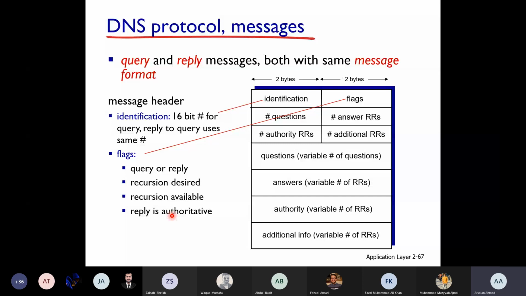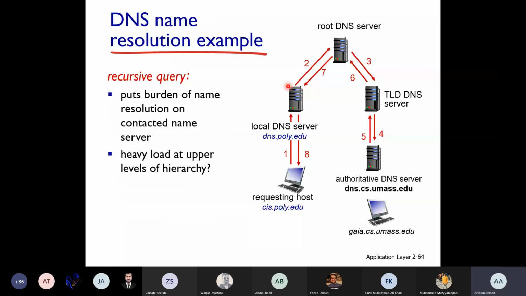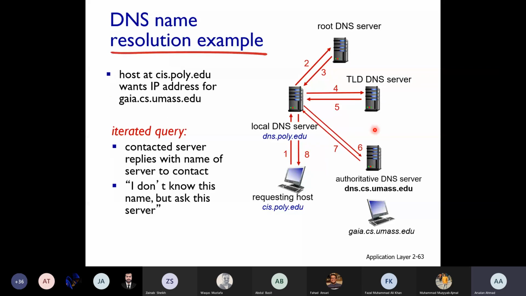For example, if you request this and it has the IP address in the cache, the reply will be non-authoritative. In that case, that bit will be turned off. And in the case of an authoritative reply, like the one shown in this example, that bit will be turned on. Anyway, no need to really delve deep into the message format and these boring details of syntax and semantics. Let's just focus on concept.